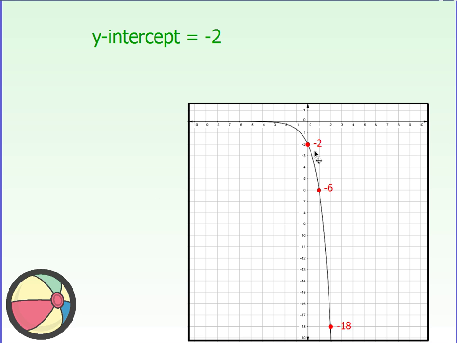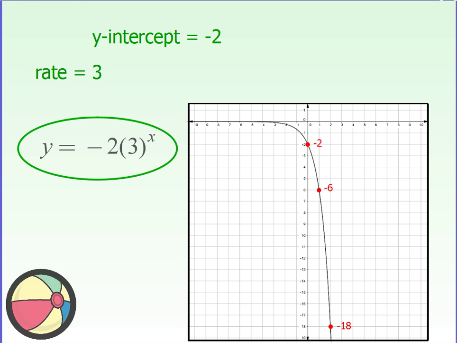What value would you have to multiply -2 by to get to -6? And it should be the same value that you multiply -6 by to get down to -18. In this case, we're multiplying our y values by 3. Notice that our asymptote is still at y equals 0. It's still that x-axis, which gives us a good idea that not a lot of transformation has taken place here. That means that we can use our basic exponential function, replacing a with -2 and b with 3, and I get y equals -2 times 3 to the x power.